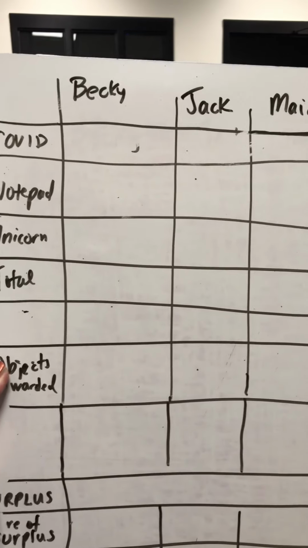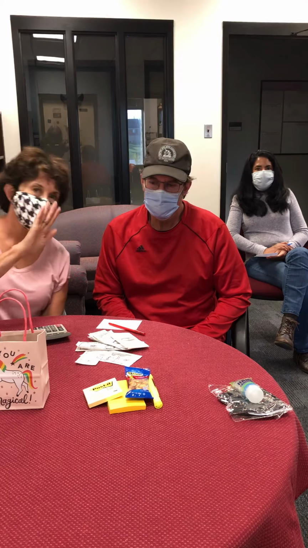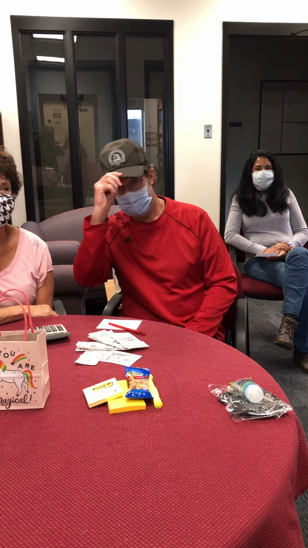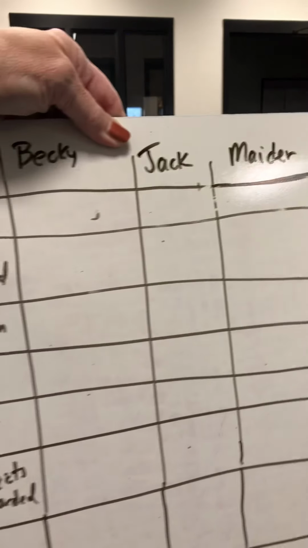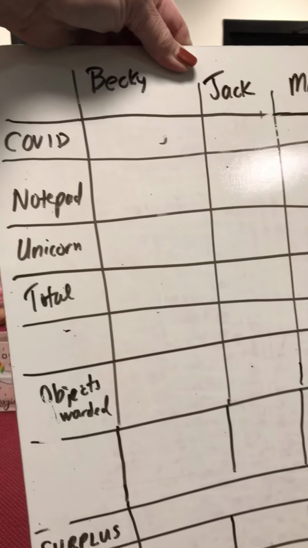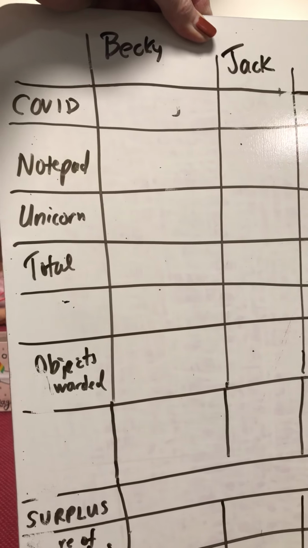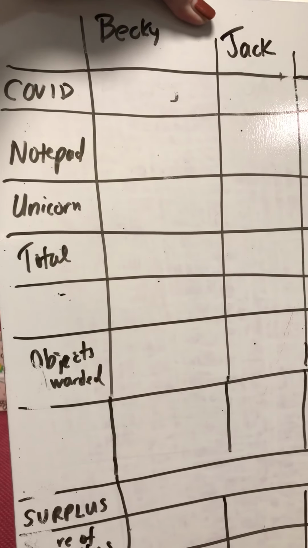Okay, so we have 3 players with us: Becky, Jack, and Miter. Okay, so I'm going to hold this up a little bit longer and get this written down. Now there are 3 items: COVID, notepad, and unicorn. So let me show you those.